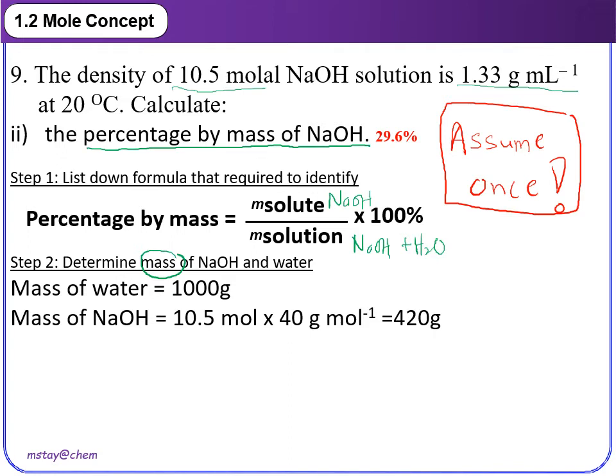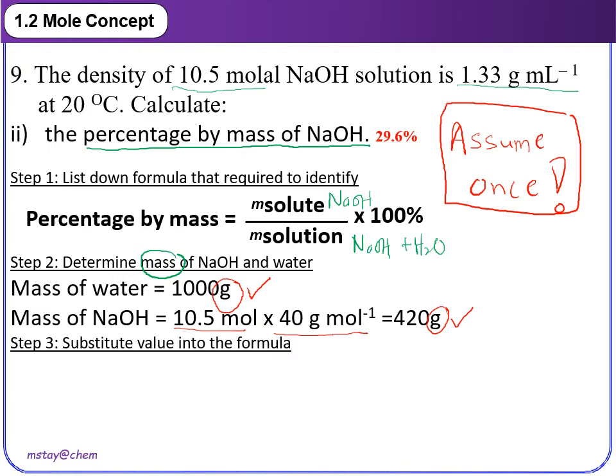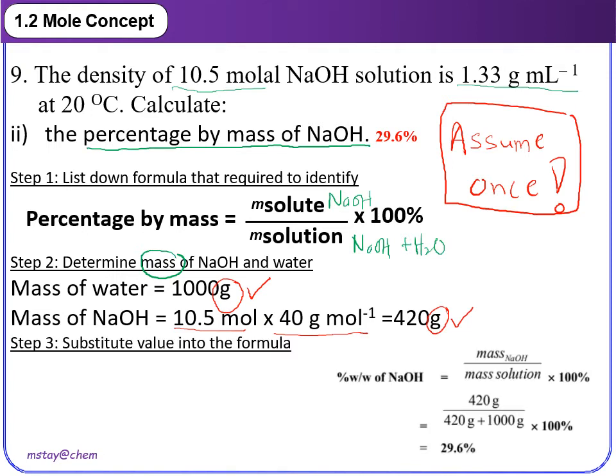We know 1 kilogram of water represents 1000 gram of water. With the mole of NaOH, we multiply with the molar mass, then we are able to get the mass of NaOH in unit of gram. This is why we change 1 kilogram into 1000 gram. We want to make sure the units are consistent when we substitute into the formula. So this is the final answer. The percentage is 29.6%.